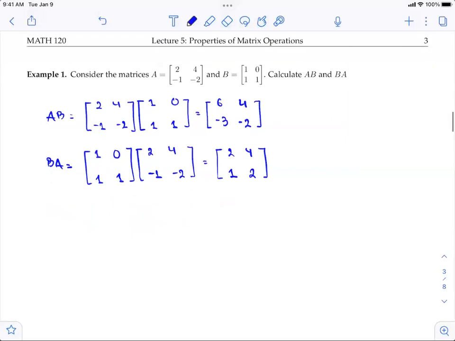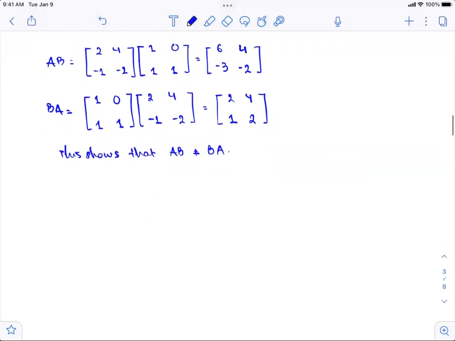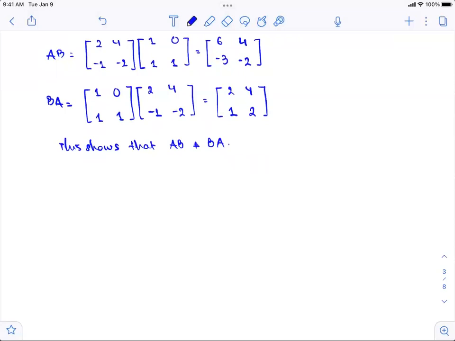You can see that A times B is totally different from B times A. So this shows that A times B is different from B times A for the most part. Again, there are some cases where A times B equals B times A, but in general, the product is not commutative.